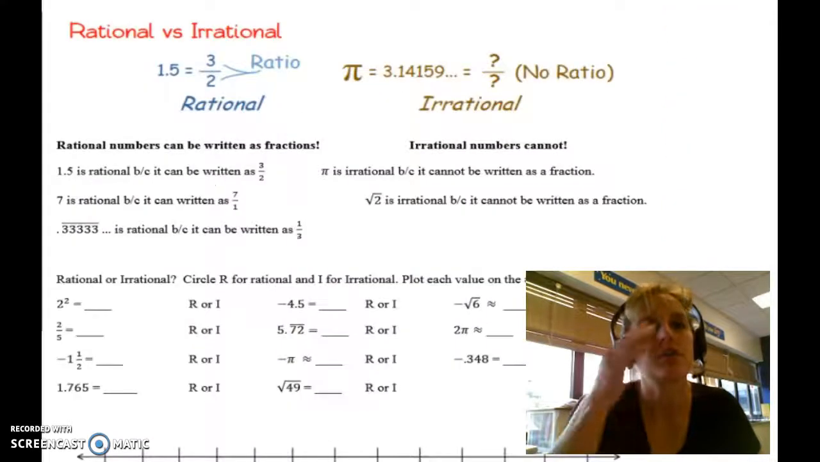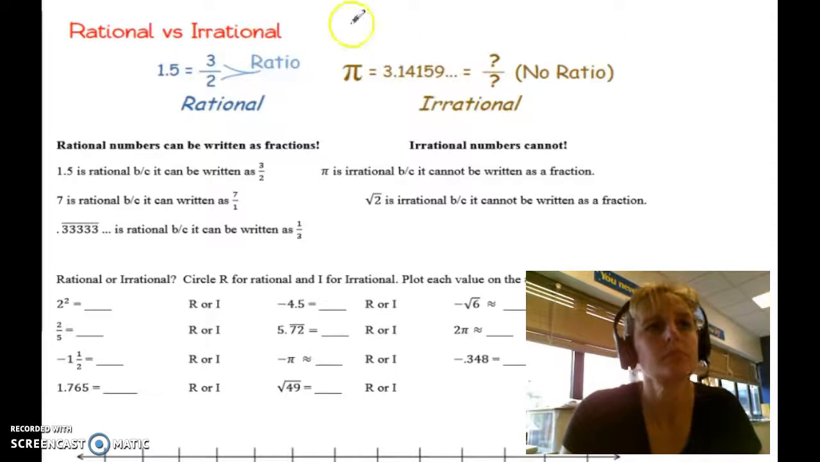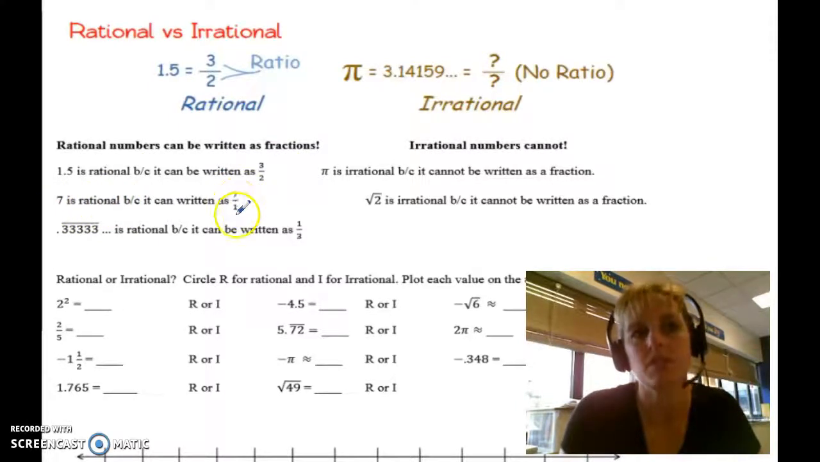So the other note sheet that you're going to work on reminds us what rational looks like. It reminds us what irrational looks like. It gives us a couple more examples. 1.5 is rational because you can write it as the fraction 3/2. 7 is rational because you can write it as the fraction 7/1. 0.3 repeating is rational because we can change it into the fraction 1/3. These examples over here are not.